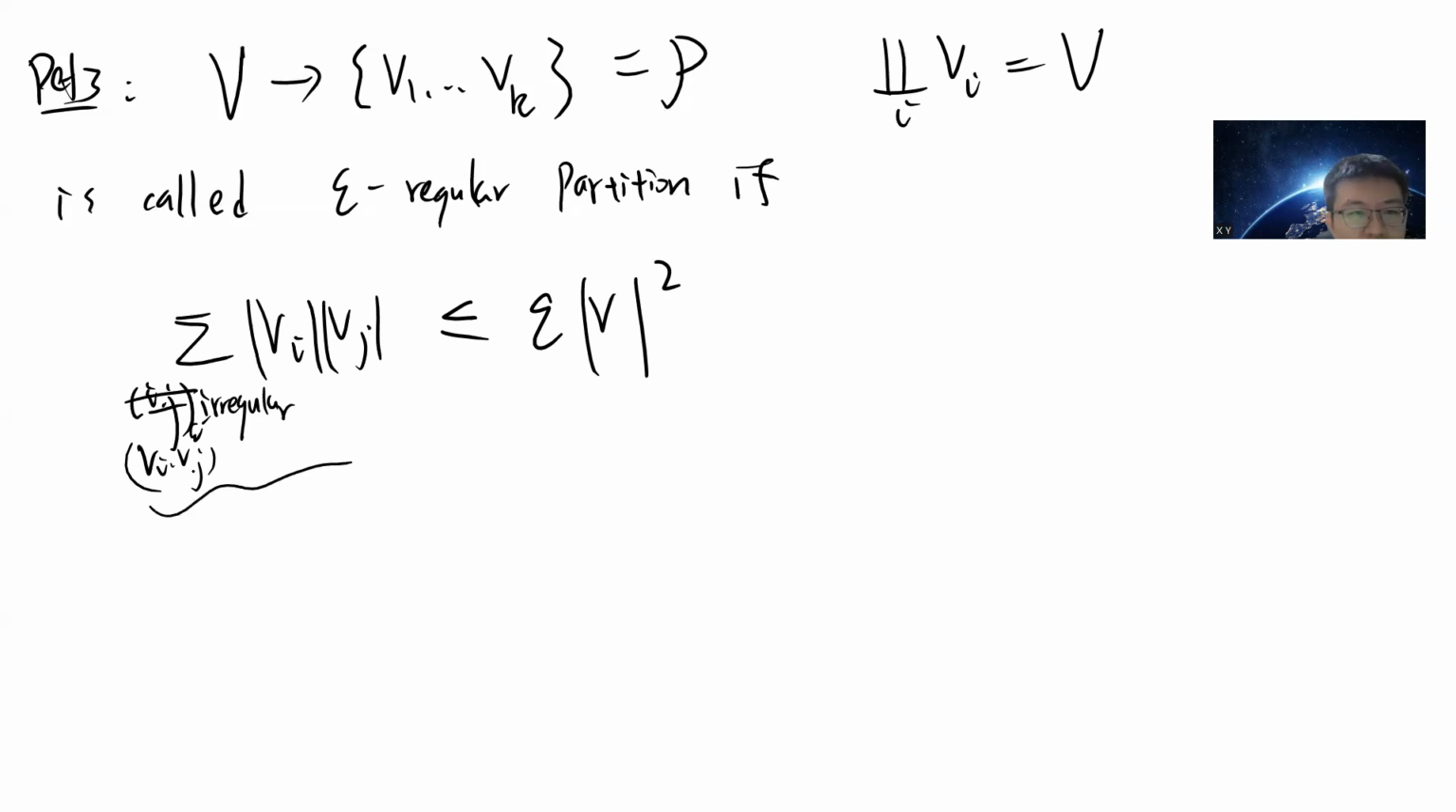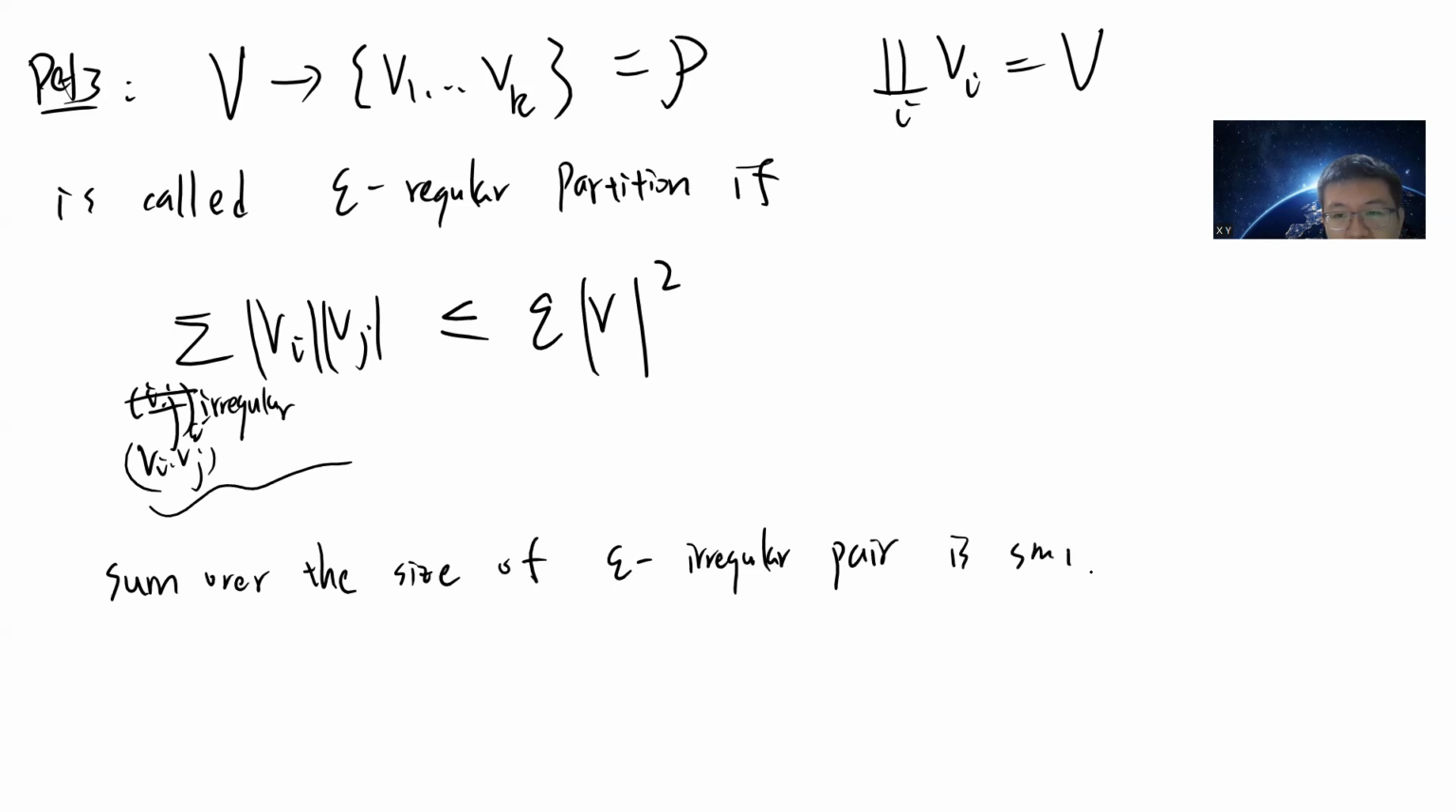So this basically says that the sum over the sizes of epsilon-irregular pairs is small enough.